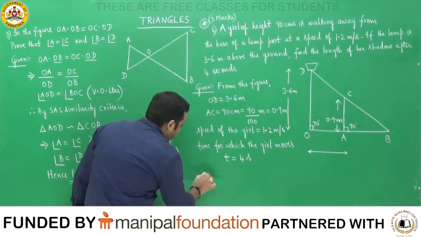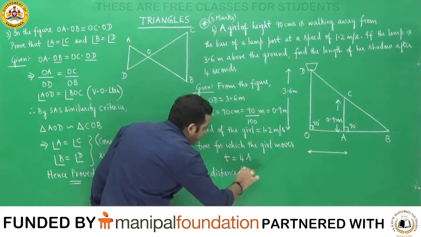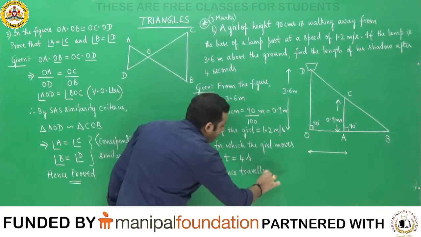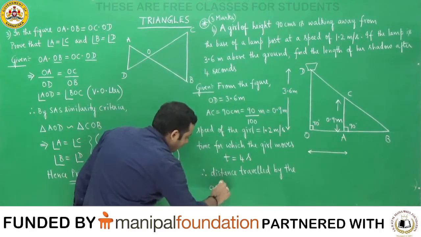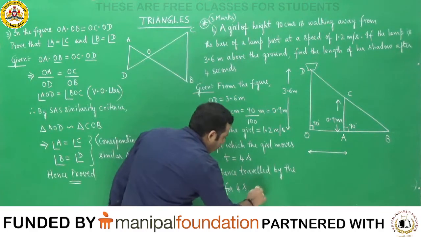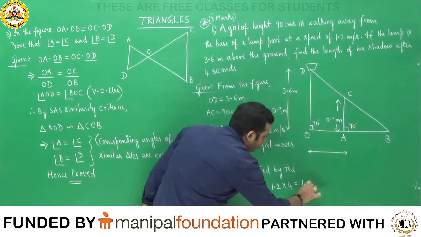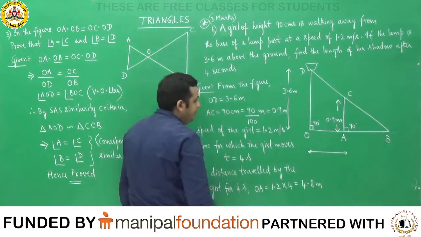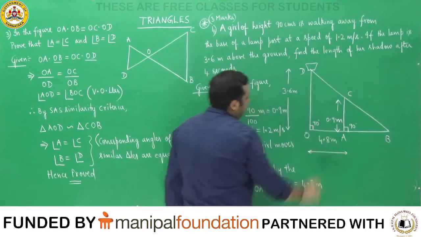So therefore, distance traveled by the girl for 4 seconds, OA, is equal to 1.2 into 4, which is 4.8 meters. This part OA will be equal to 4.8 meters. This is what we have got.